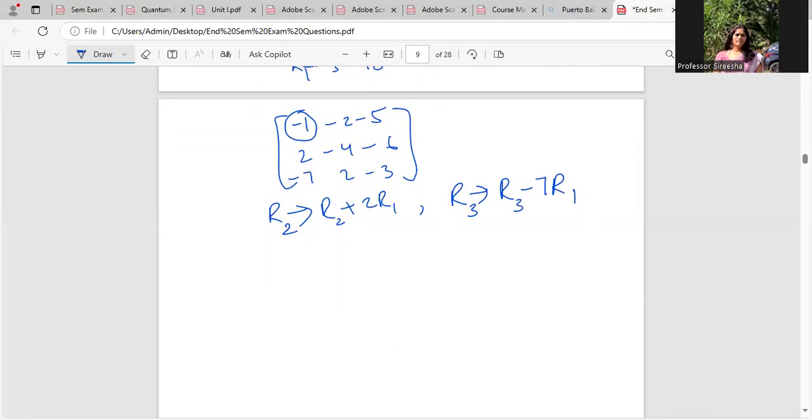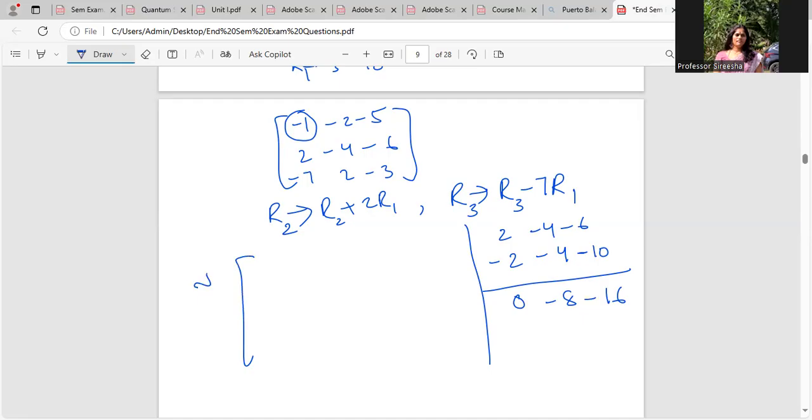Always make it a point to do the elementary row operations in the rough to avoid errors. Okay, second row is 2, minus 4, minus 6. First row would be what? Minus 2, minus 4 and minus 10. I'm just adding both of them because they have opposite signs. This is minus 8 and this is minus 16. That would be my second row.